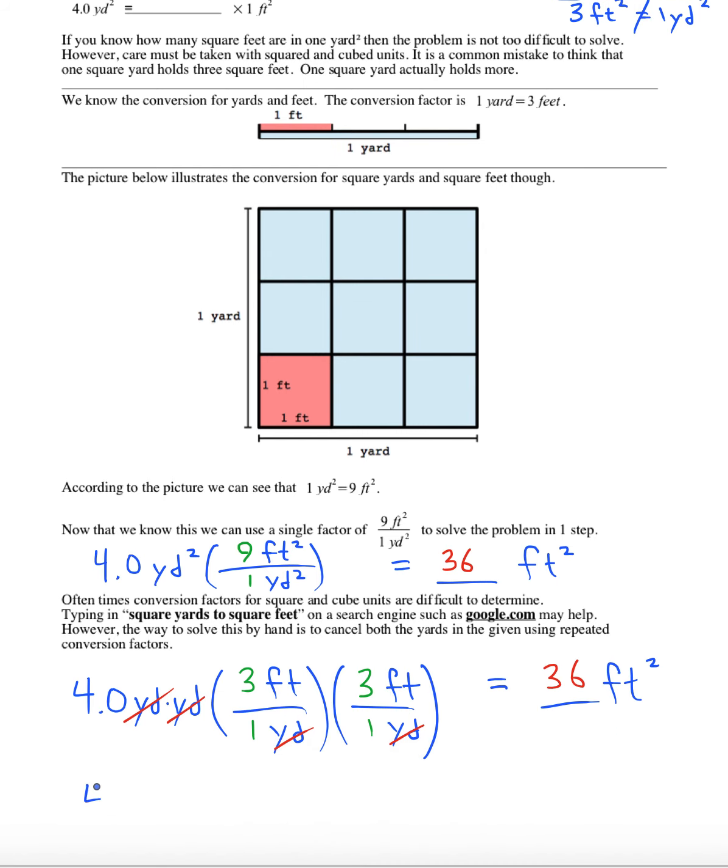Now, sometimes you may see the same type of setup written in a slightly different way. Some people will put the conversion factor of 3 feet and 1 yard just like I had done above, but they may just simply square the entire factor. That, of course, means the same thing as the above and gets you to the same answer as we got above.